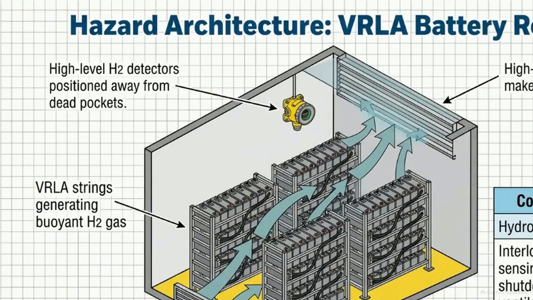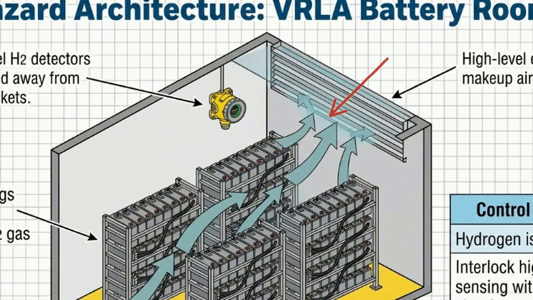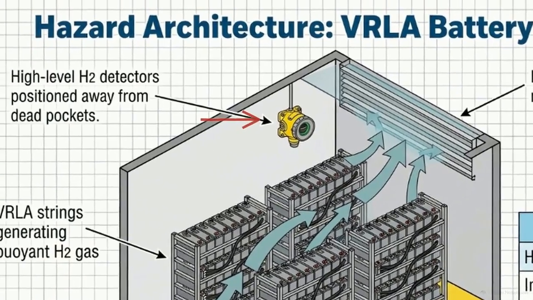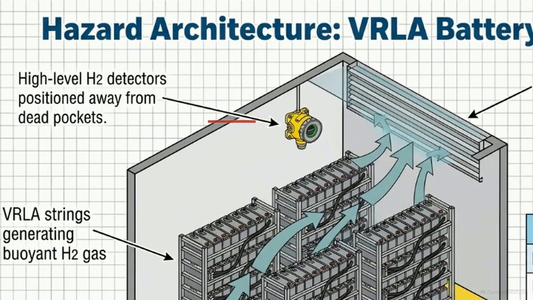This cross-section of a VRLA battery room illustrates 2 distinct risks that must be managed independently: terminal heating and hydrogen gas generation. Hydrogen is highly buoyant. It rapidly rises to the ceiling, meaning detection sensors must be positioned at the highest level of the room, directly in the airflow and away from any dead architectural pockets. The control logic here is absolute.